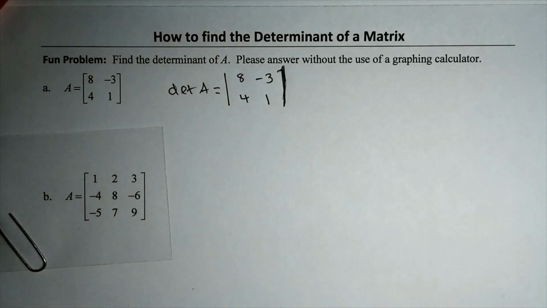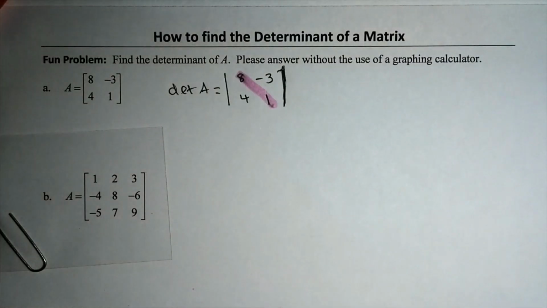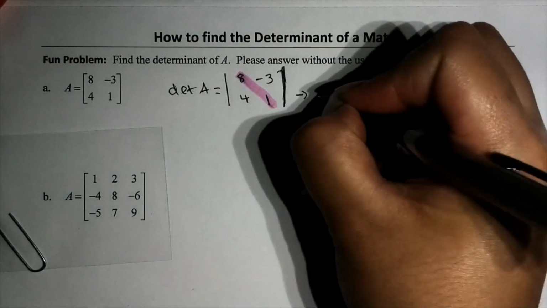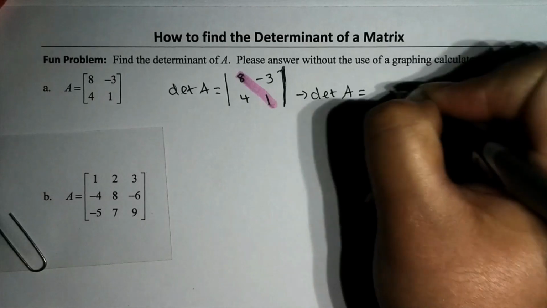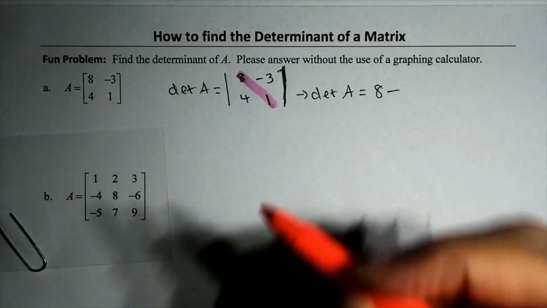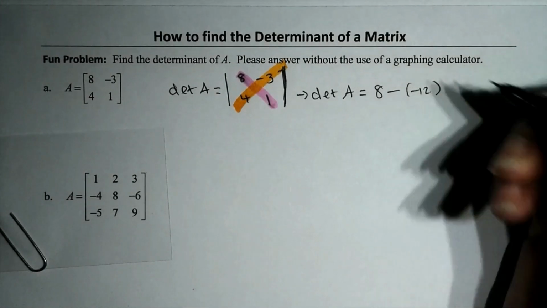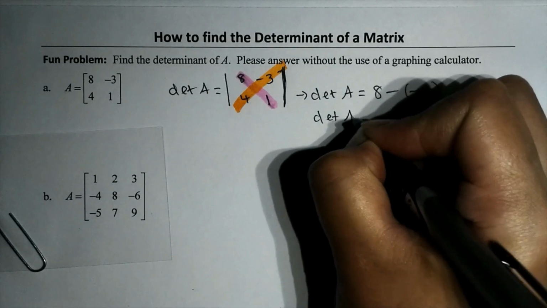Cool. All right, so with that being said, we're just going to take the cross products. The first cross product is given by 8. I'm running out of space, so let me just put determinant of A equals 8, and then we're going to subtract from it the other cross product, which is given by -12. Fantastic. Last time I checked, the difference of 8 and -12 will give us 20.